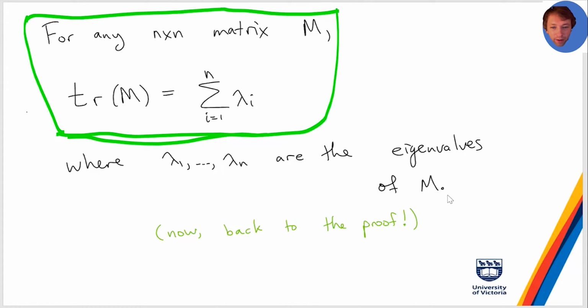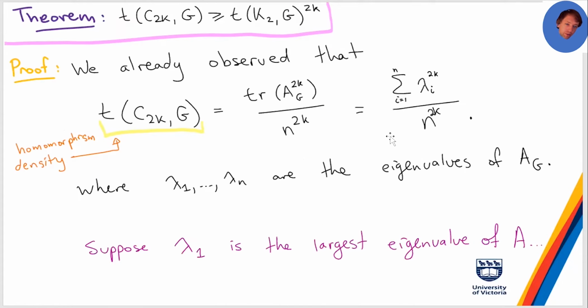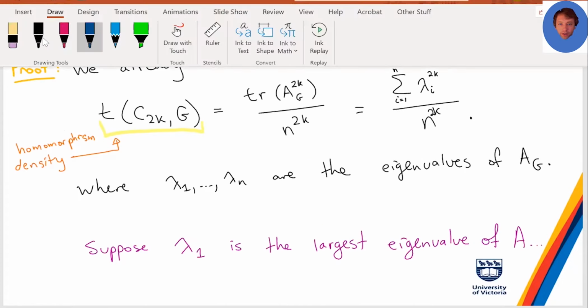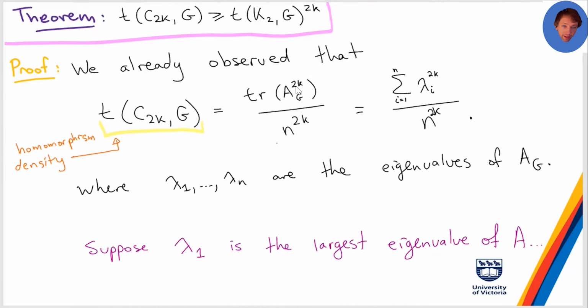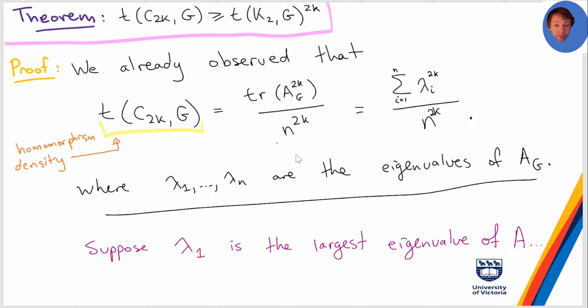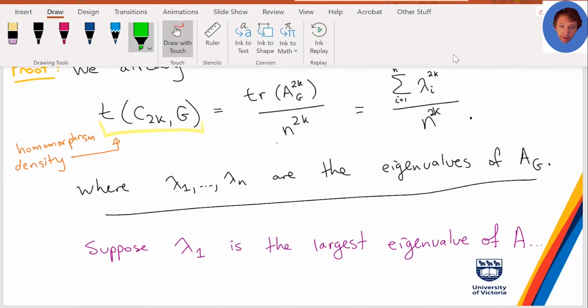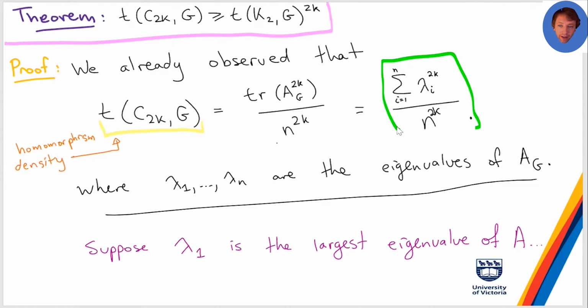Okay. Right. So I can rewrite this thing. Also, I know that if I look at the eigenvalues of the 2k-th power of the adjacency matrix of G, that's just the 2k-th powers of the eigenvalues of the adjacency matrix of G. So I've now got my homomorphism density written as a function of the eigenvalues of the original matrix, the adjacency matrix of G.